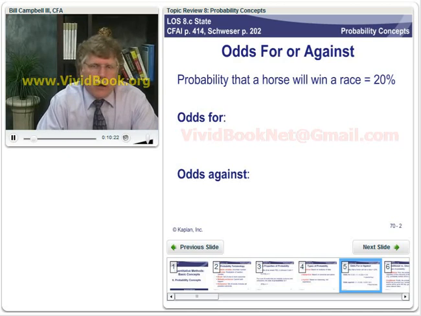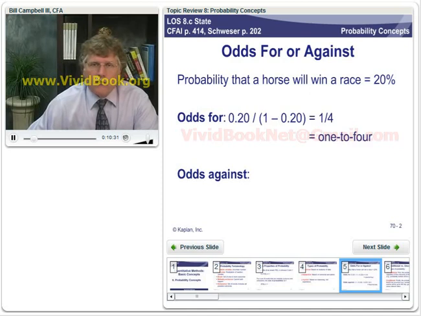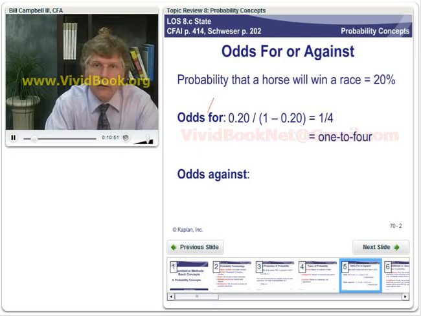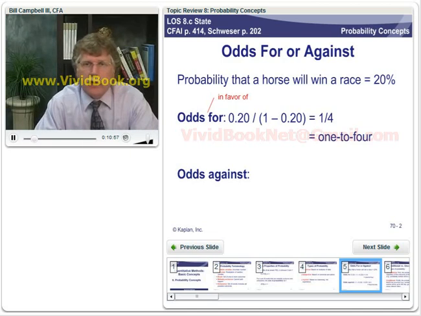To calculate odds, we have odds for and we have odds against. You have to be able to calculate either one. The formula for odds for, sometimes it's written as odds for, sometimes they write the phrase odds in favor of. So do me a favor. Right here, above 4, do me a favor and write in another phrase, odds in favor of. Another way of saying it, odds in favor of, odds for. You take the probability of success, 20%, divide that by the probability of failure, 80%.